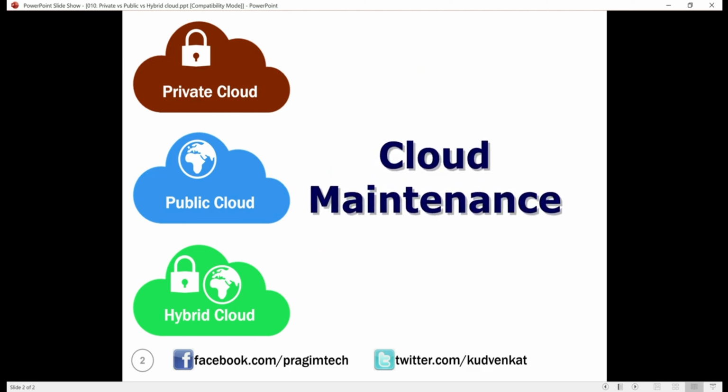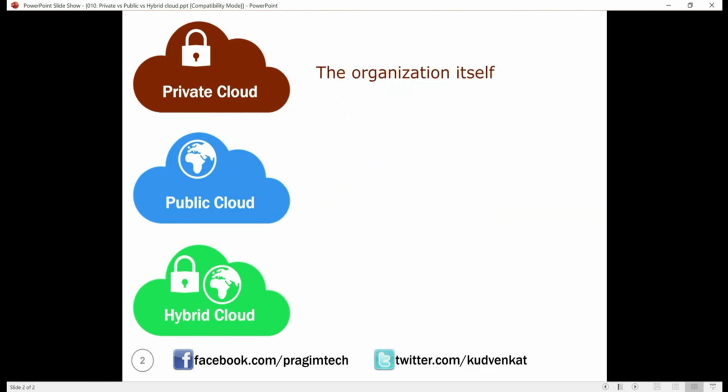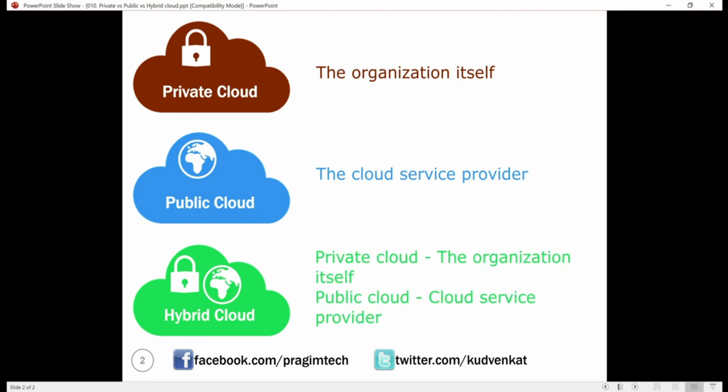Cloud maintenance. The organization itself is responsible for setting up and maintaining the private cloud. The cloud service provider is responsible for setting up and maintaining the public cloud. Organizations and even the general public can use the public cloud services by just paying a monthly fee. The private cloud is managed by the organization that owns it, whereas the public cloud is managed by the cloud service provider.